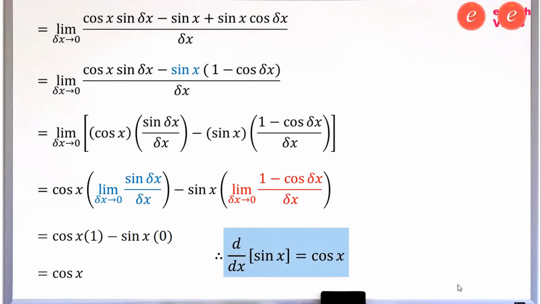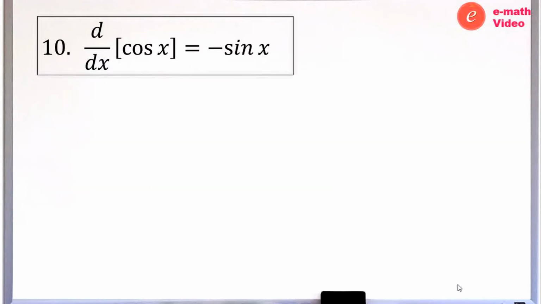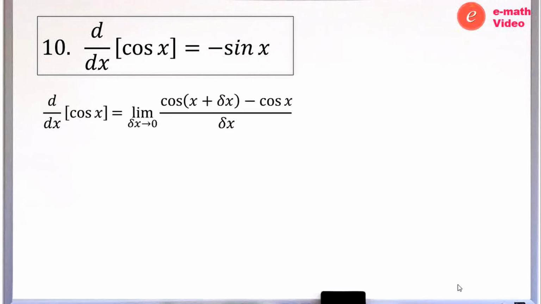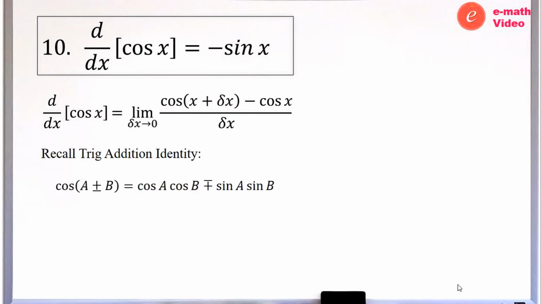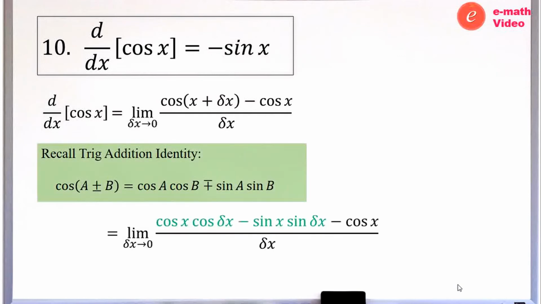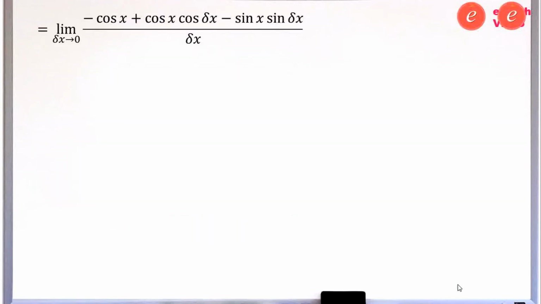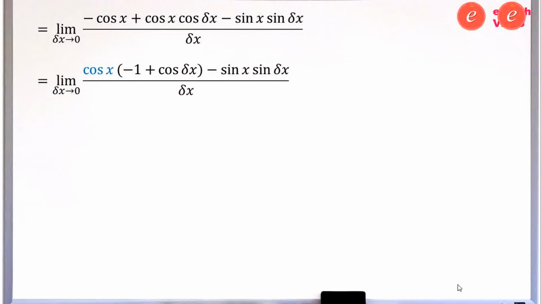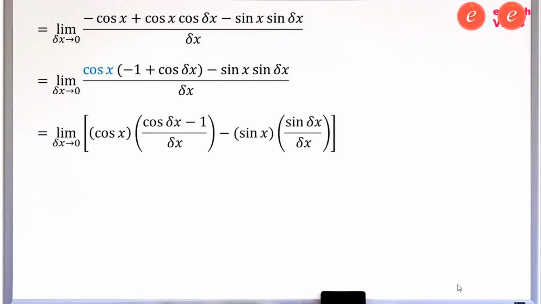Proven number 9. Number 10, the derivative of cos x. By definition of differentiation, the derivative of cos x equals this. And now we need the trigonometric addition identity again: cos(a plus or minus b) equals cos a cos b minus or plus sin a sin b. Substitute into the expression in green color, and we'll have this. Next, we'll rearrange the expression. Factor out cos x in blue, separate the fraction, and factor out cos x and sin x.